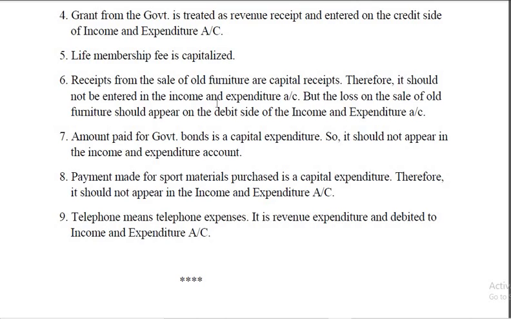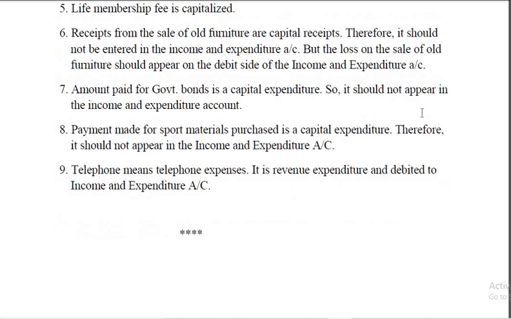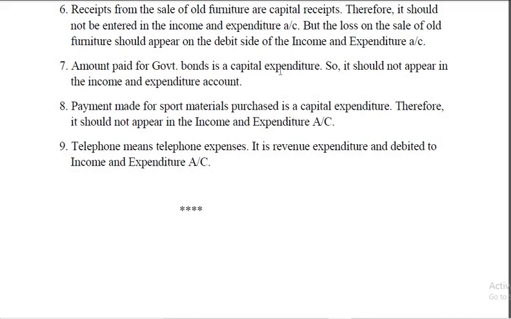Therefore, it should not be entered on the income and expenditure account, but the loss on sale of old furniture should be on the debit side of income and expenditure account. On the other hand, if there is a gain, that will be credited to income and expenditure account. Amount paid for government bonds is a capital expenditure. It's an investment, so it should not appear in the income and expenditure account. It will come to the asset side as an investment.